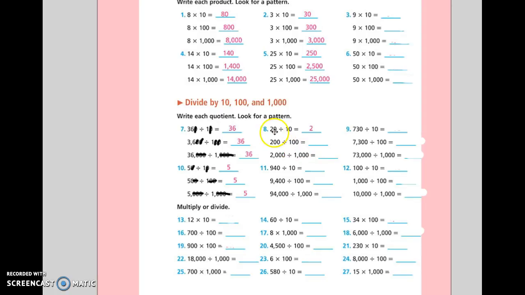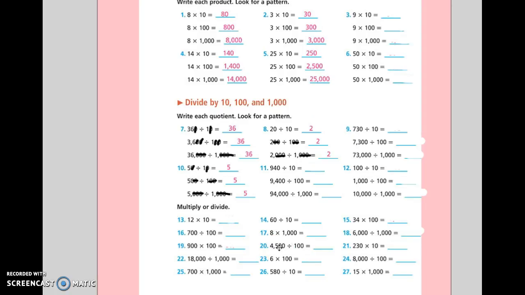200 divided by 100, again, just cross off your zeros. You end up with 2 divided by 1, you're going to get 2. And then 2,000 divided by 1,000, you're going to get 2 again. Awesome.